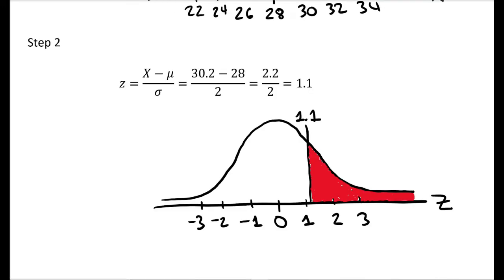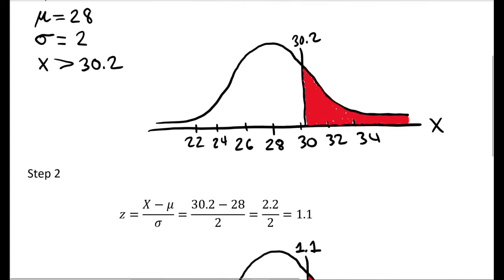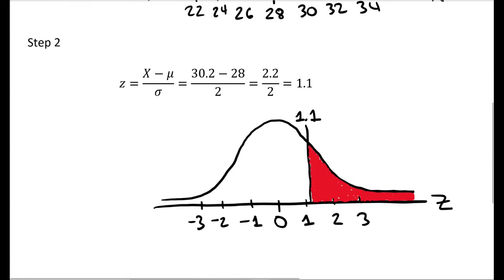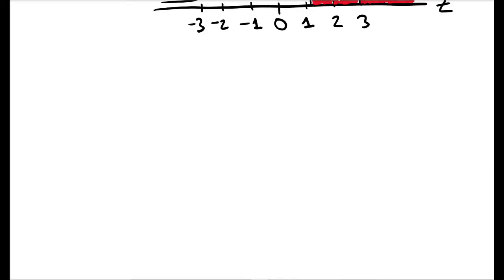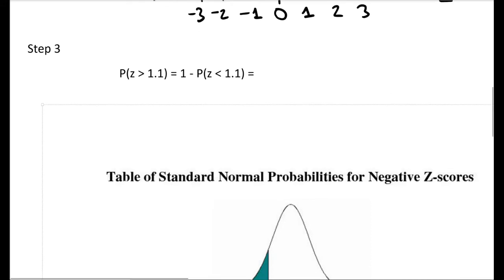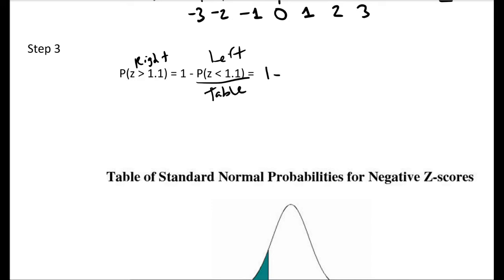So the second step is to calculate the z-score. So we're going to convert the x value of 30.2 by putting it into the formula. So 30.2 minus 28 divided by 2, you get 1.10. Then I went ahead and redrew the distribution with the z-scores instead. Now we're going to actually write down, remember, to find the area on the right side. This is the right because it's greater than. You got to do 1 minus the left side. And the table gives you the left side, so this is going to be looked up from the table. So it's 1 minus the table value.